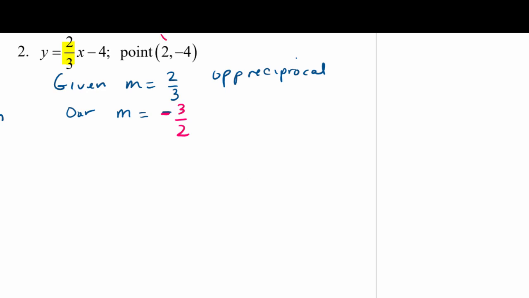And then the point is (2, -4). So in our point slope form, we have y minus a negative 4, y minus y1 equals m, using our opposite reciprocal, times x minus x1, which is 2.